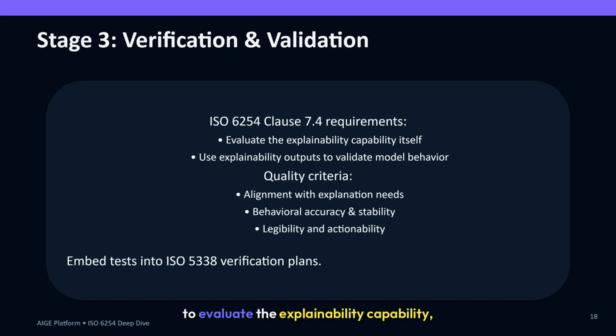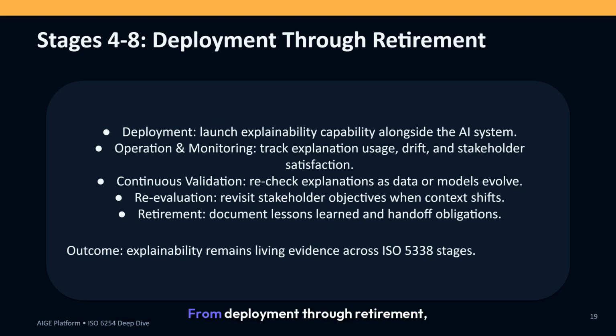So now it's time to evaluate the explainability capability. Just like you would the AI system, check alignment to stakeholder needs such as behavioral accuracy, legibility, and actionability, and record those results for ISO 42001 transparency evidence. From deployment through retirement, keep explainability alive: launch explanations with the model, monitor usage and drift, run continuous validation loops, reevaluate when context shifts, and archive lessons at retirement.